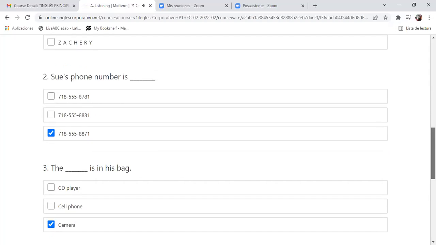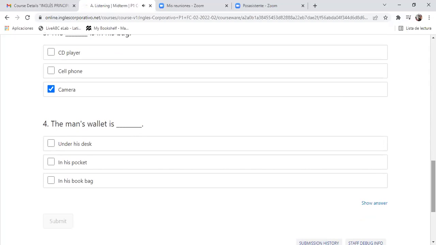Four. Oh no, where's my wallet? Is it in your pocket? No, it's not. Is it in your book bag? No, it's not. Wait a minute. Look under your desk. Yes, here it is, under your desk. Thanks.